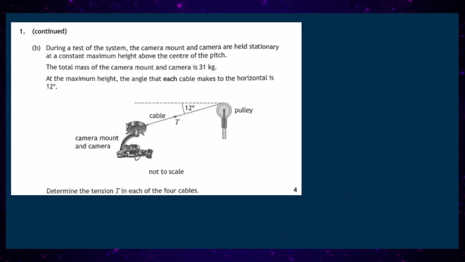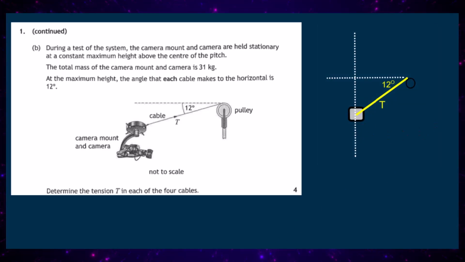So if we look at just one cable, we can see the one cable here. Now that one cable is just responsible for holding up a quarter of the weight of the camera and the camera mount. Think about it. There are 4 cables there. They're going to provide 4 vertical forces, vertical components of the force, which means that the weight of the camera, which is holding up, if we look at just one cable, will be this force here. And it'll just be a quarter of the weight.